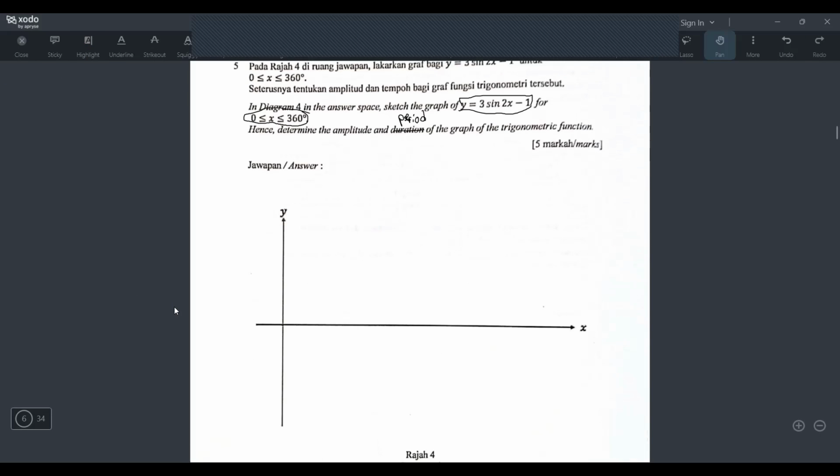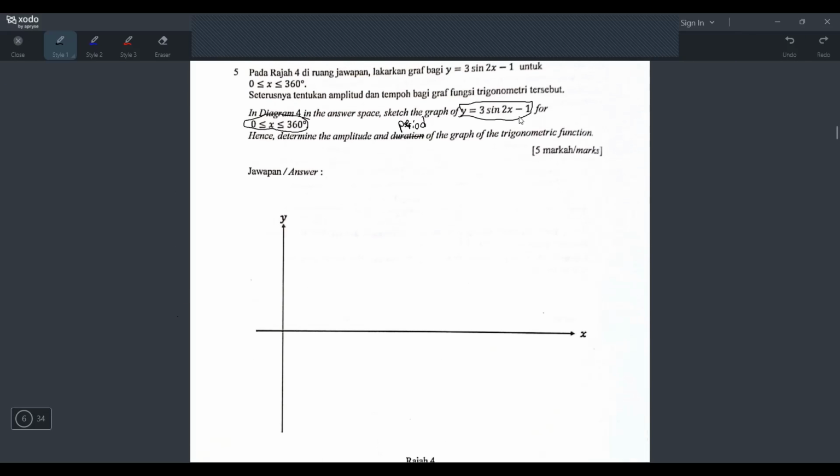Okay, so let's sketch. Okay, how do you sketch 3 sine 2x minus 1? Okay, we need to know how the sine graph looks like first. The normal sine graph looks like this. Like this, like this, like this. This is 1, this is 0, this is negative 1, y and x. Y equals sine x. This one 90, 180, 270, 360. Like that. This is how the sine graph looks like. But they want 3 sine 2x minus 1. So how to draw this?